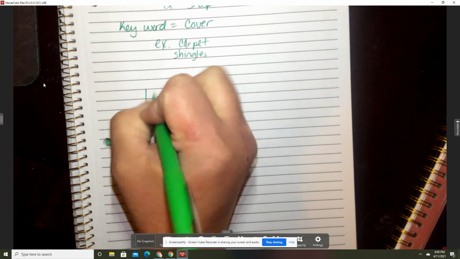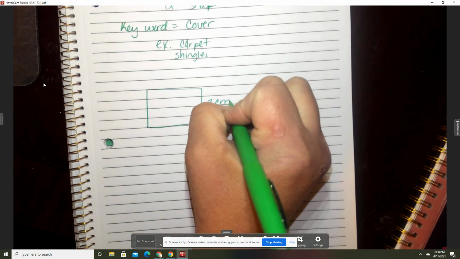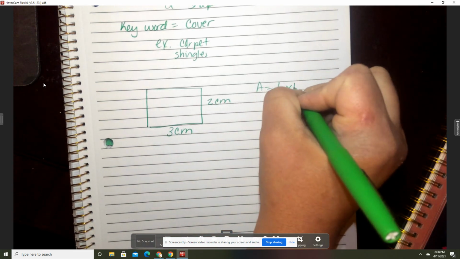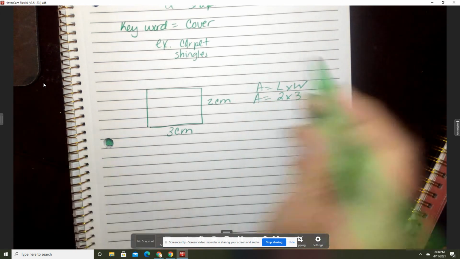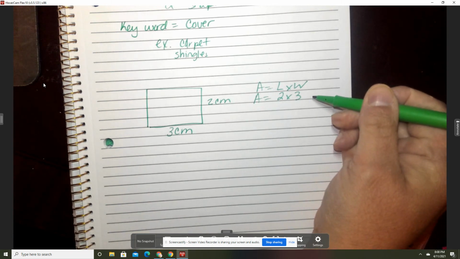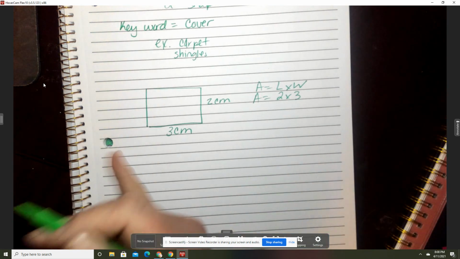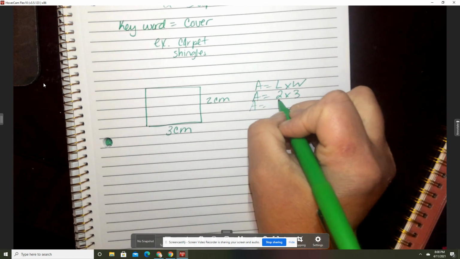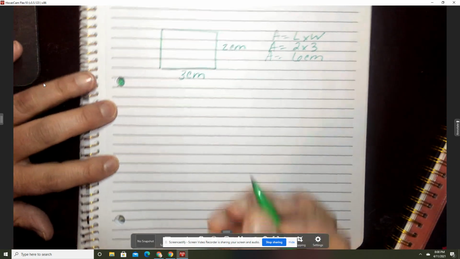Let's do a couple for area. Like perimeter, we are going to have a formula. I've got my formula, I've got the data, but area is just length times width. So perimeter, you're adding; area, you're multiplying length times width. So 2 times 3 would be 6, and then it's centimeters. And that's it with area. Area is a little bit less involved. There's not too much more you have to do.